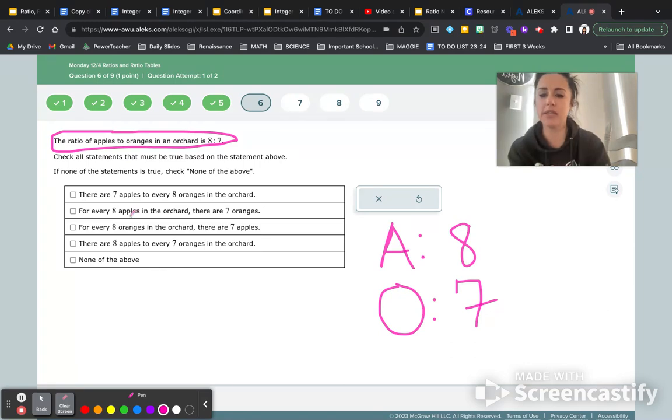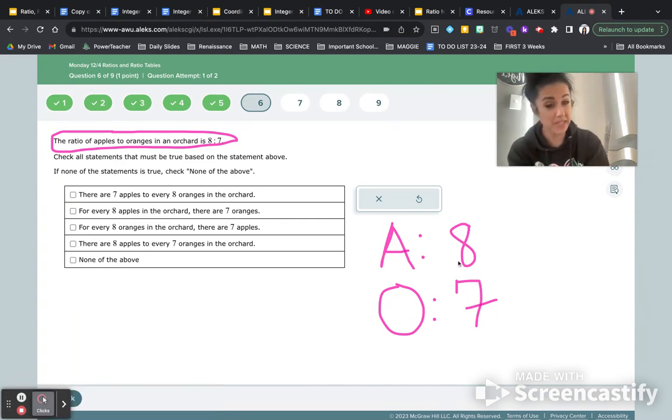So this says there are 7 apples to every 8 oranges. 7 apples to 8 oranges? No, that's not at all what they said. That's actually the opposite of what they said, so I'm not going to click that. The next one says for every 8 apples, there are 7 oranges. 8 apples to 7 oranges. Is that what they tell us? Yeah, that's exactly what they're telling us.